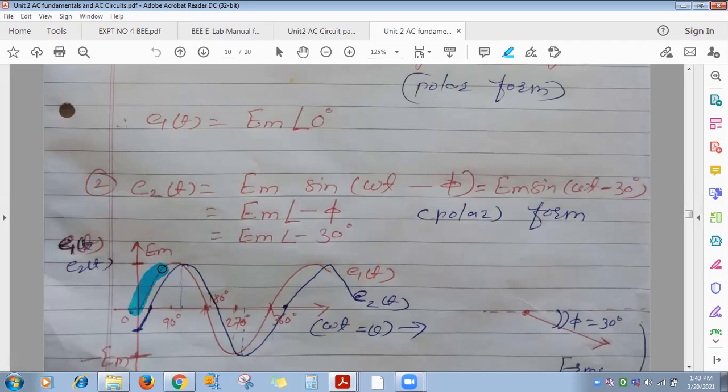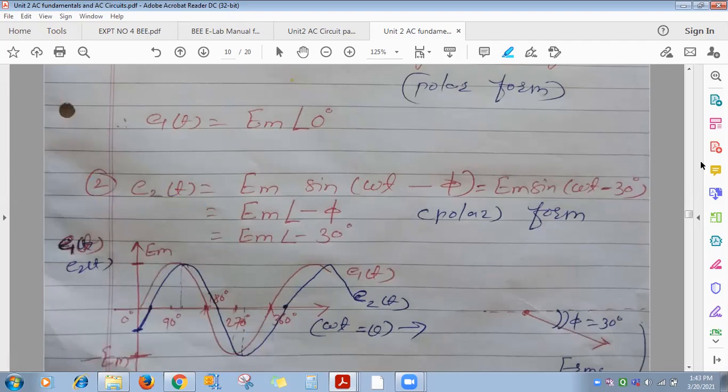Em sine of omega t, that is the first waveform. All of you know that. I have written it in red color, E1t. Now with reference to E1t, see the E2t. E2t and E1t peak values are the same. See here, it is positive plus Em. This is minus Em. Their magnitude is the same.